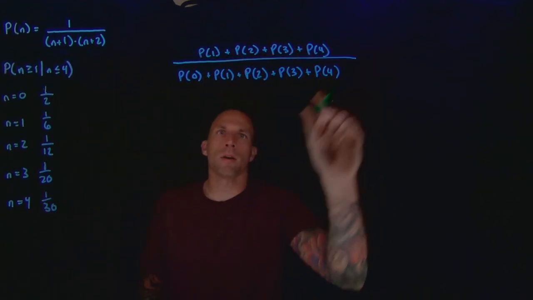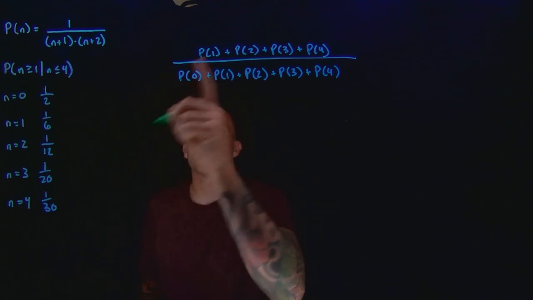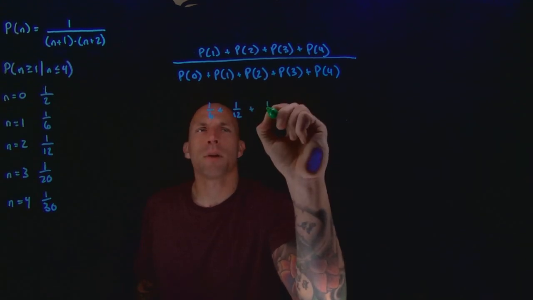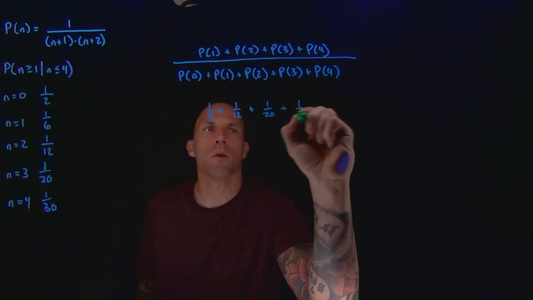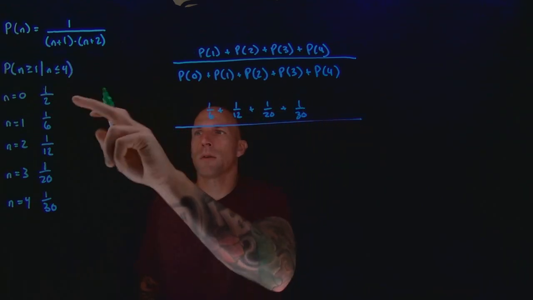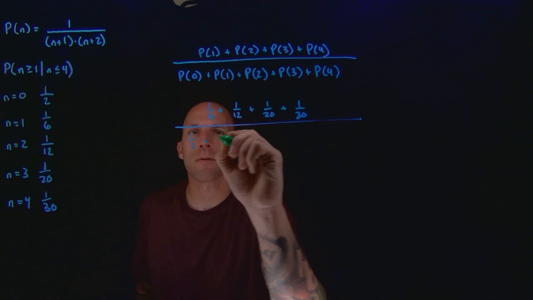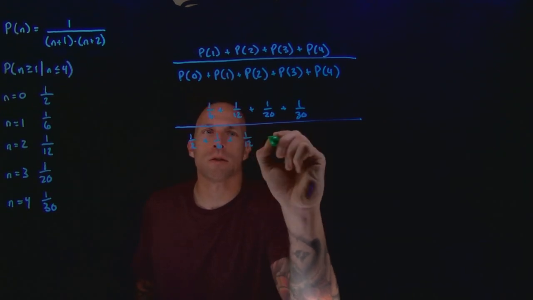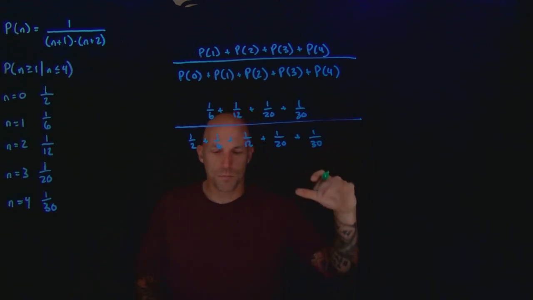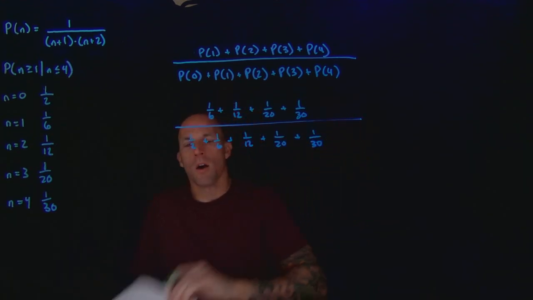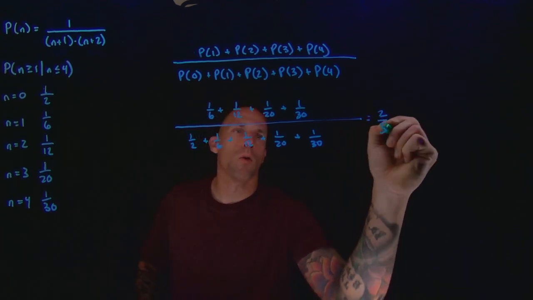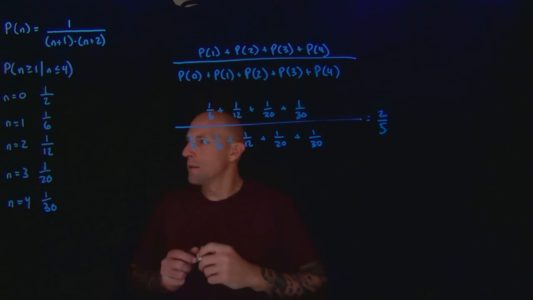So we come back over here and we fill in our fraction. I'll start with the numerator. We have 1/6 plus 1/12 plus 1/20 plus 1 over 30, divided by this, but also the 1/2. So 1/2 plus 1/6 and 1/12 and 1 over 20 and 1 over 30. So if we churn all of that through the calculator, we are going to get 2/5 or 40%, which is B.